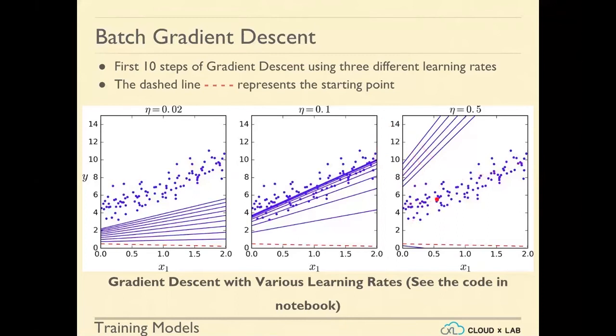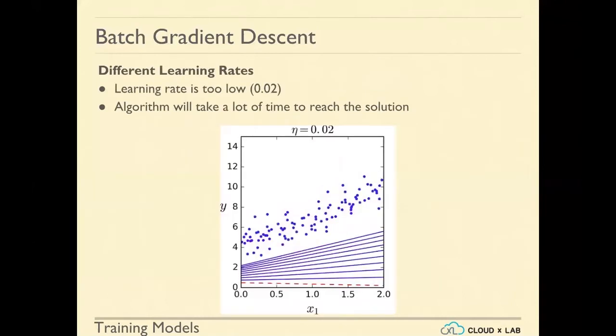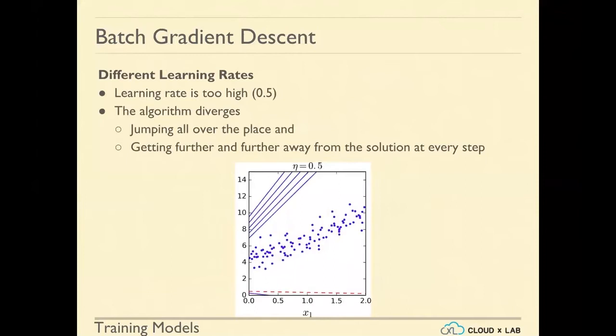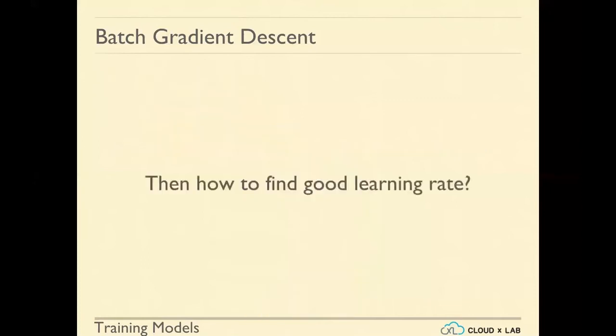All right. So this is learning rate too low, and the algorithm will take a lot of time to reach the solution. If the learning rate, one of the hyperparameters, is very good, in a few iterations we would get a good solution. But if the learning rate is too high, the algorithm diverges. It's jumping all over the place and getting further and further away from the actual solution. Now the question is, how do you find a good learning rate, and how do you find a good number of iterations? Those are the things we are going to discuss.